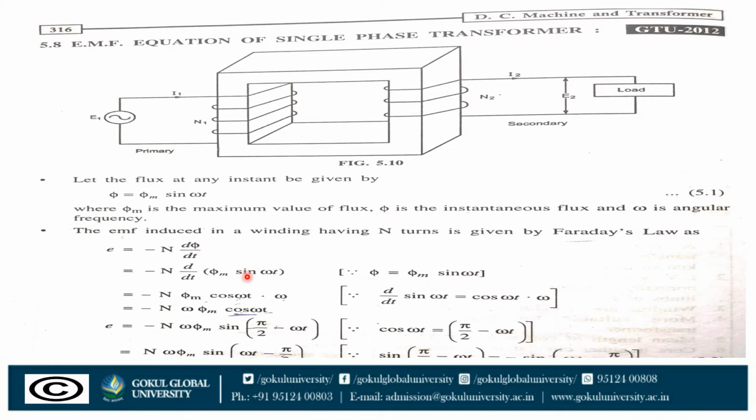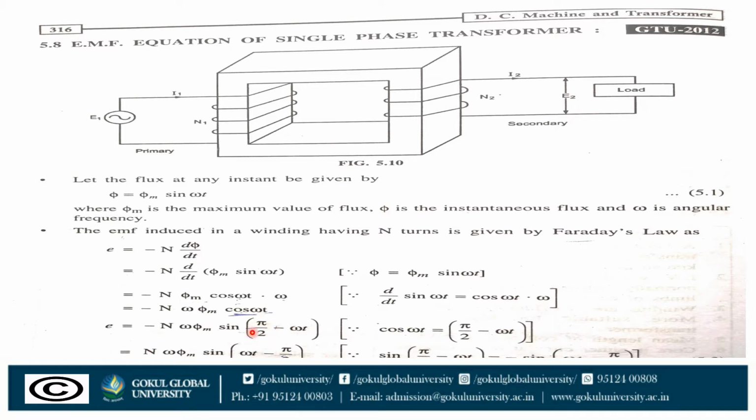Now the differentiation of sin omega t is cos omega t into omega. So it is equal to minus n into omega into phi m into cos omega t. Now we know that we can put sin of pi by 2 minus omega t as the replacement of cos omega t. So the equation becomes minus n into omega into phi m into sin of pi by 2 minus omega t.